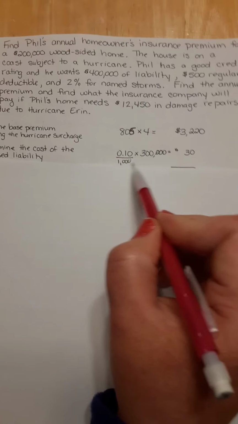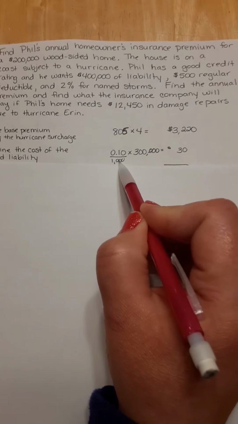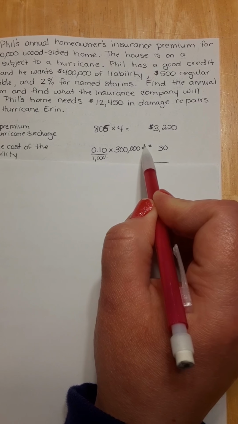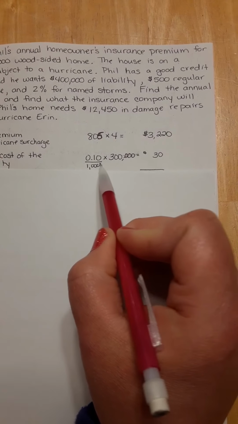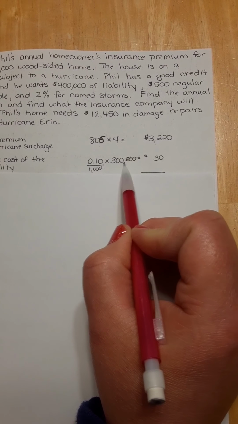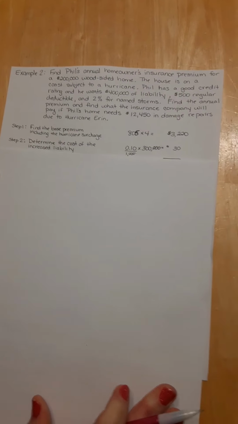Now, here's a little shortcut for you. We have that nice little ratio, but we get tired of having to write it all out. Remember, when we multiply and divide, we can cancel out zeros here. So I'm canceling out these 3 zeros here and these 3 zeros here. So when I do my math, I only need to do 0.10 times 300. And that ends up with 30. Okay? So that's a shortcut for doing it.